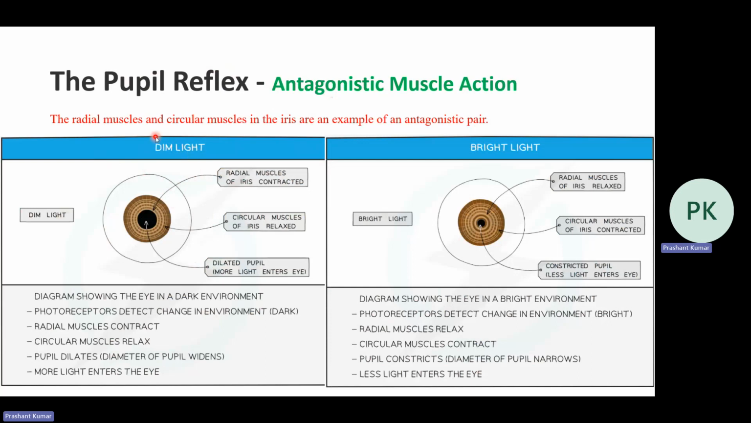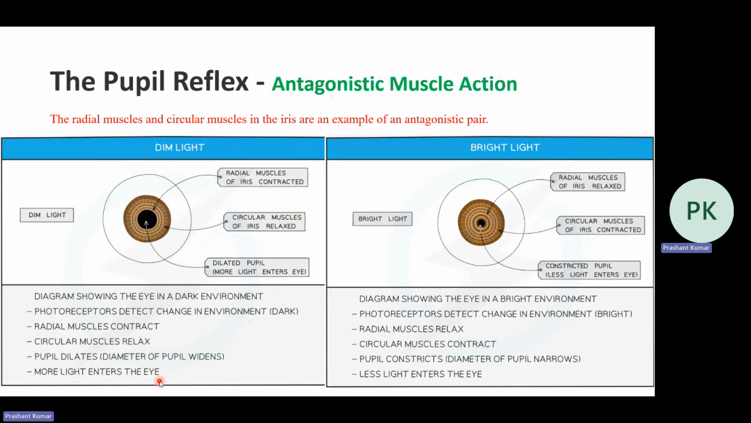That is why your pupil will open wide so that more light will enter and then you can see. So this is a diagram showing the eyes in a dark environment. The photoreceptor cells, which are present on the retina, detect the change in the environment. When there is dark or less light, radial muscles contract, circular muscles relax, the pupil dilates, and more light will enter the eye.